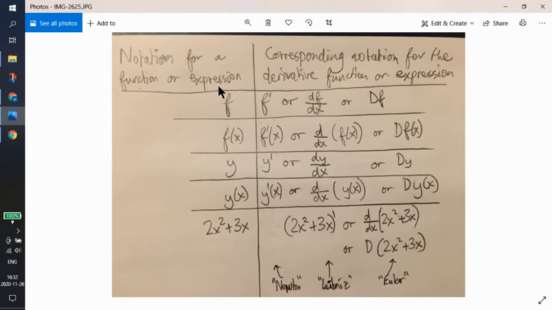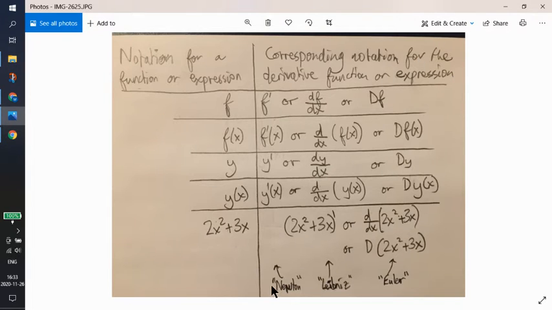So a function or expression can be denoted as f. When we work with graphs, then we often use y. We often use y equals f of x. Okay, so f of x is the expression for function f, and y is commonly used instead of f of x. But sometimes people write y of x instead of y. Okay, so for each of these alternative ways of writing either a function or its expression, I've written the corresponding notation here for the derivative function or expression.